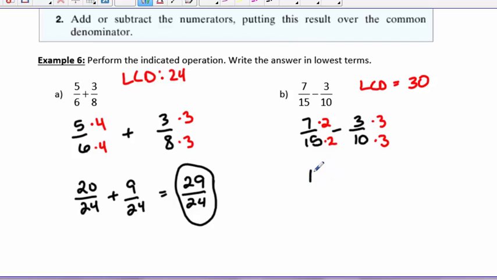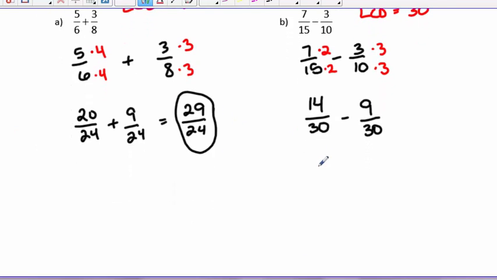That will give us the fraction 14/30ths minus 9/30ths. 14/30ths minus 9/30ths is 5/30ths. 5/30ths can be reduced. Divide both by 5. You'll get 1/6. So the final answer is 1/6.